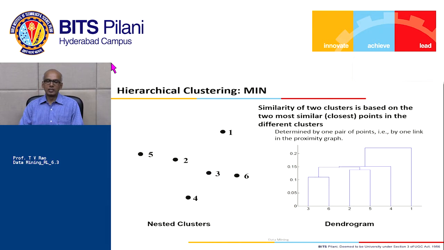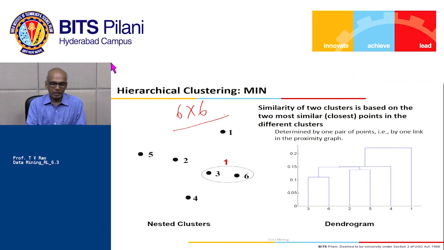So if we are trying to do a hierarchical clustering using the minimum, let's say we are looking at these 6 points. Then what is going to happen? First thing is that we see that the distance between 3 and 6 seems to be the minimum among all the distances that we see. First we need to compute a 6 by 6 matrix. And when we compute the matrix, we will get that the distance between 3 and 6 is the least. So we are going to merge them into a single cluster.